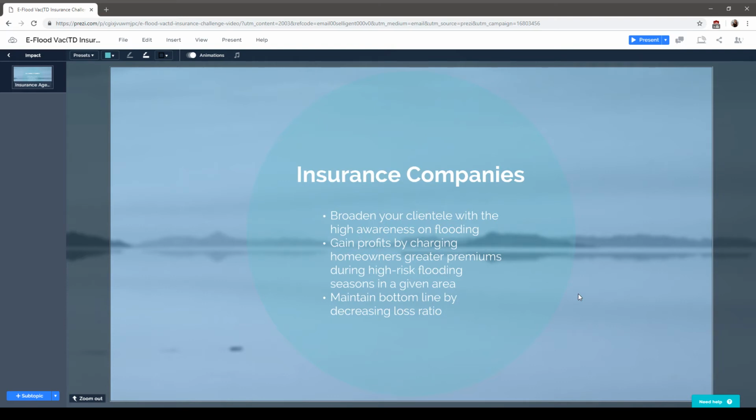As for insurance companies, you can broaden your clientele with high awareness on flooding, gain profits by charging homeowners greater premiums during high-risk flooding seasons in a given area, and also maintain your bottom line by decreasing your loss ratio.